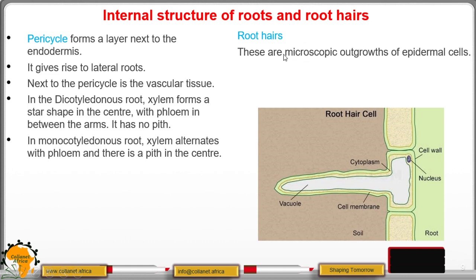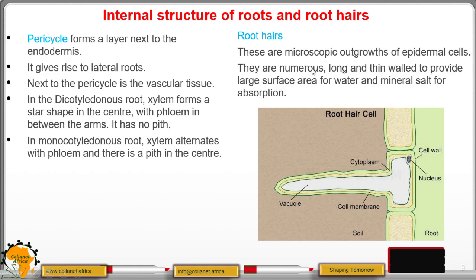Then we move to the root hairs, and we said they are microscopic outgrowths of epidermal cells, as we had discussed earlier. And we said they are numerous, long, and thin-walled. The reason is to provide a large surface area for water and mineral salt absorption.